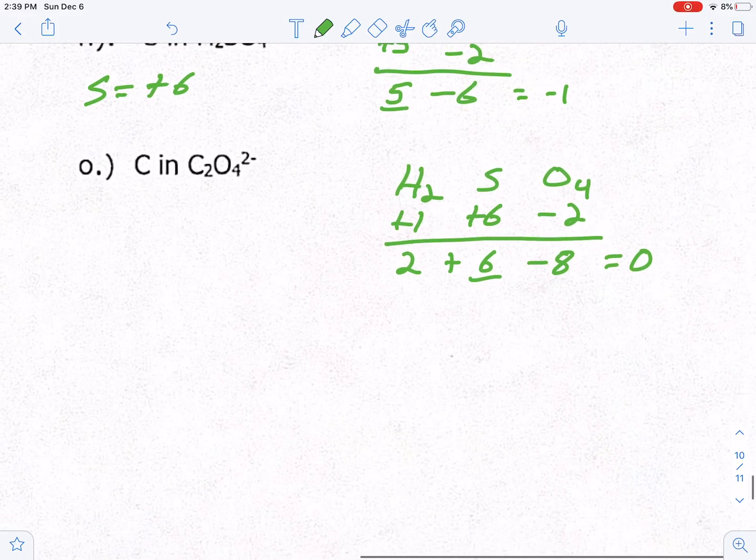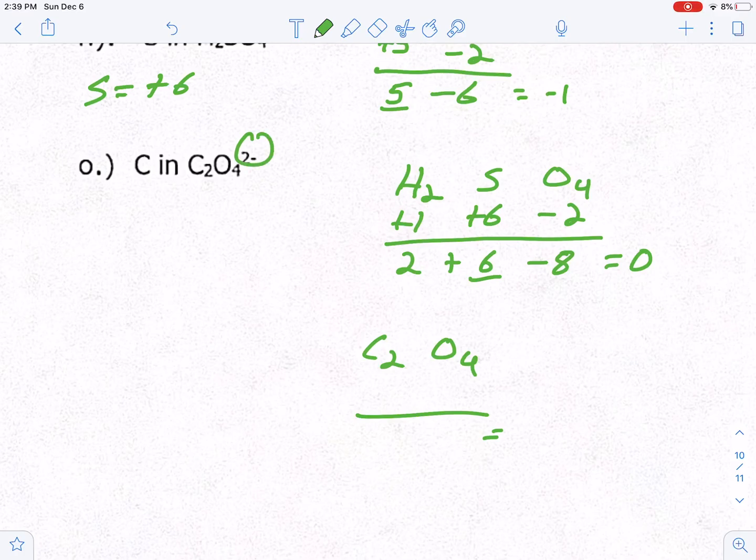Last one, I have C2O4. And I have a minus 2 charge. So I'm going to set it equal to minus 2. So oxygen has a charge of minus 2. So 4 times minus 2 gives me minus 8. So what minus 8 gives me negative 2? That would be 6. And then I have 2 carbons, so 6 divided by 2 means each one has a charge of plus 3.